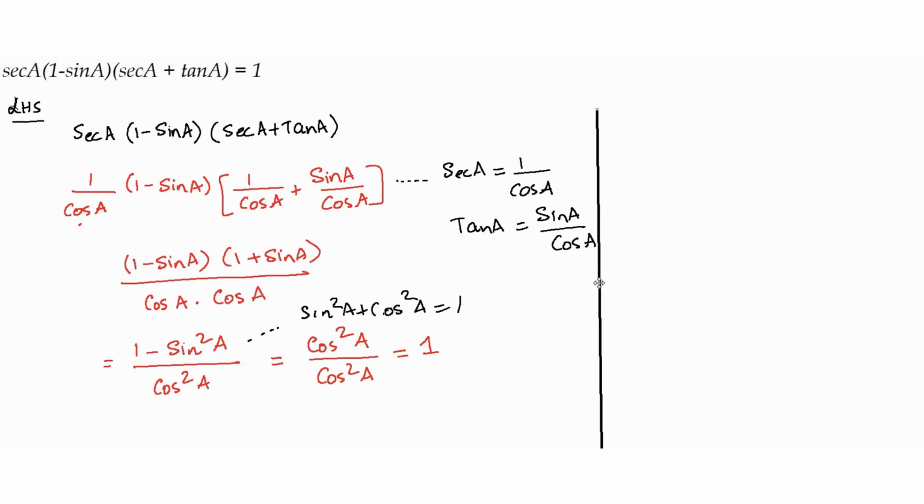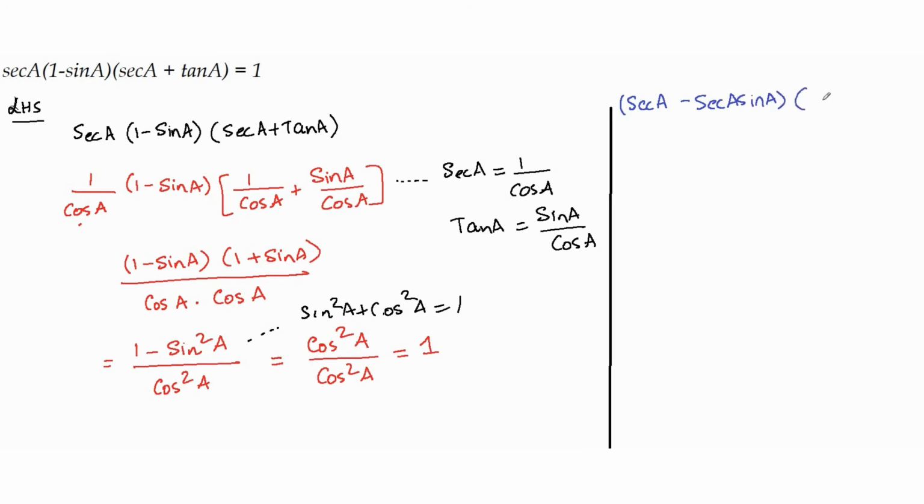Now let's consider another way of looking at this question. What I'm going to do is I'm going to multiply this sec A with the first bracket. So what I get is sec A into 1 is sec A minus sec A into sin A, and the second bracket is sec A plus tan A.